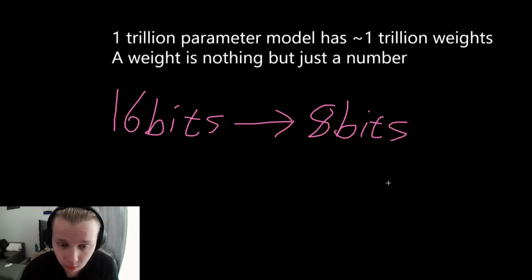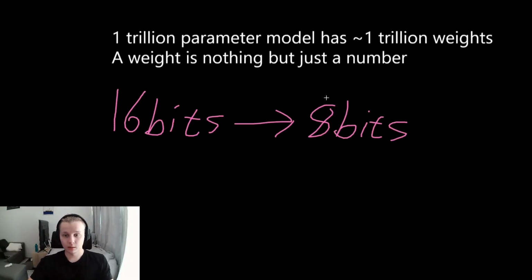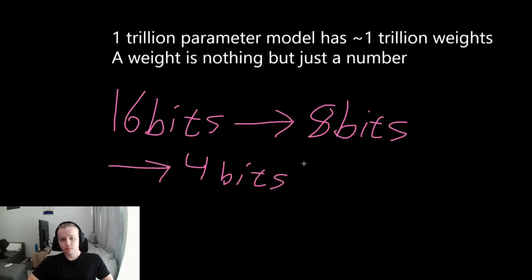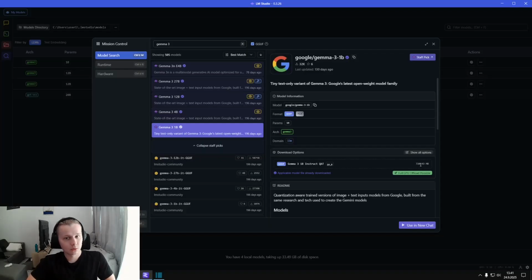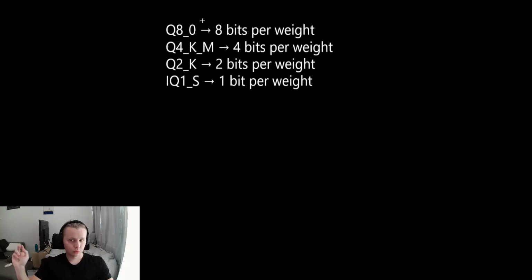But the quantization can go way further than that. We can compress it even further to like 4 bits, and 4 bits seems to be the golden standard. For example, in this case, the Google Gemma 3 1 billion parameter model, they didn't even release the 16-bit weights or the 8-bit weights. The only thing they released for the download options is the 4-bit quantized weights. So to sum this video up, these are some common quantizations that local LLMs use right here.